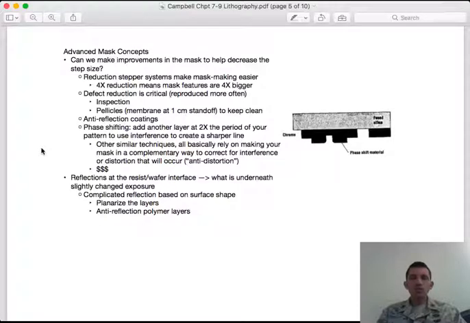So you need to make your mask in a complementary way to compensate for any distortion that will occur, right? So you can imagine how difficult this is because you have to accurately model the distortion, invert it, and then make your mask accordingly.